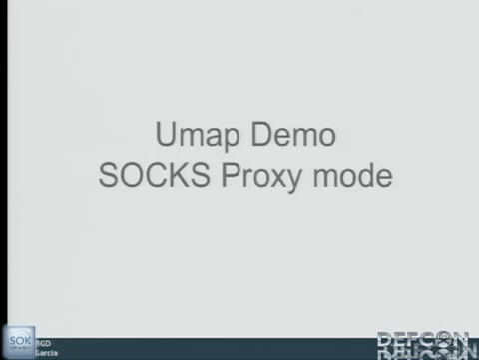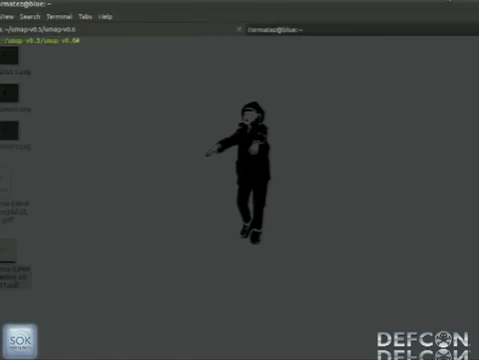So let's do a little demo on UMAP, and let's go for the proxy mode. Let's see if I can get this to work.